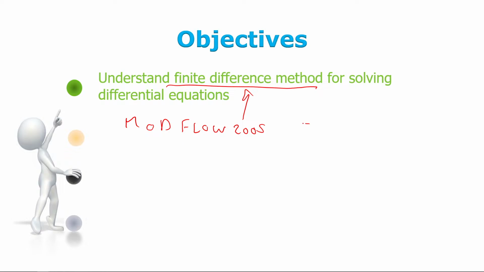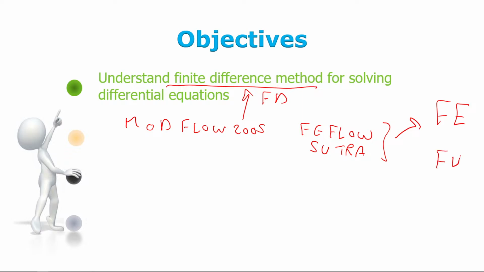Other codes, for example, like PHT3D, that is built on finite difference, or like SUTRA, these are built on finite element. Other codes could be built on finite volume. Typically, you will just use these codes that will have this for you.